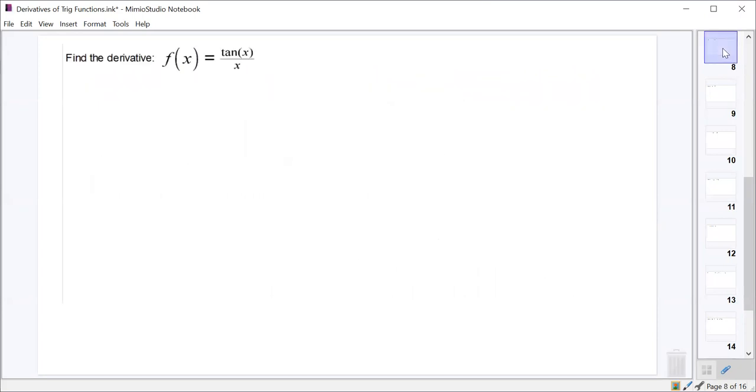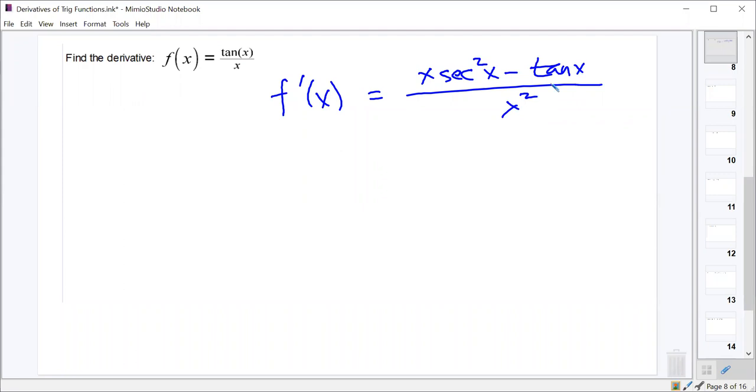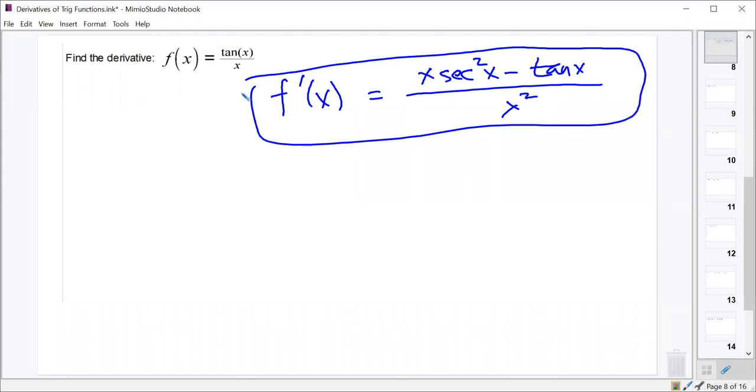All right, let's do a couple real quick before I let you guys go. Let's find the derivative of tangent x over x. So what rule will we use? Quotient rule. So f prime of x should be the denominator times the derivative of the numerator minus the numerator times the derivative of the denominator, which is just 1, all over x squared. And that's your answer. Pretty straightforward as long as you know the trig derivatives and the quotient rule. Any issues with that one?